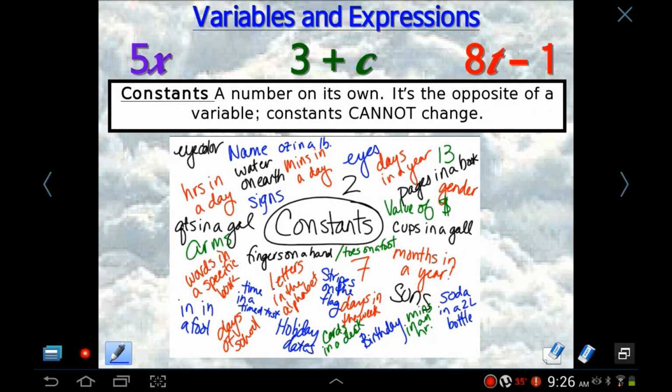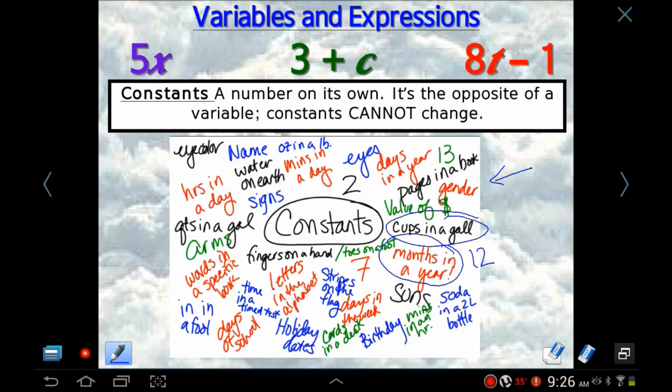Another thing I want to talk about here is what a constant is. Now, a constant is a number on its own. It's the opposite of what a variable is. Constants cannot change. They remain constant, hence the name, constant. So in this diagram right here, you'll see lots of examples of constants. Months in a year. Okay, we have not changed our calendar in ages. So 12 months is going to stay pretty much the same. 12 is going to be 12. So 12 would be a constant.